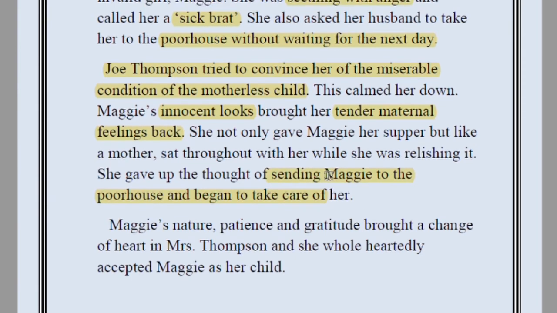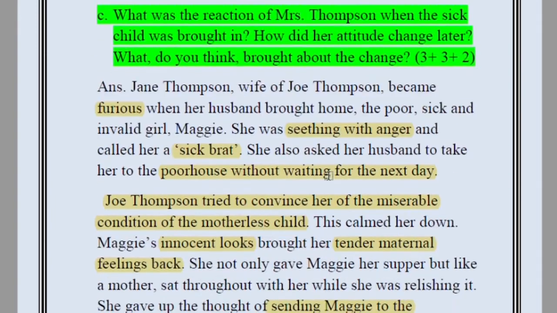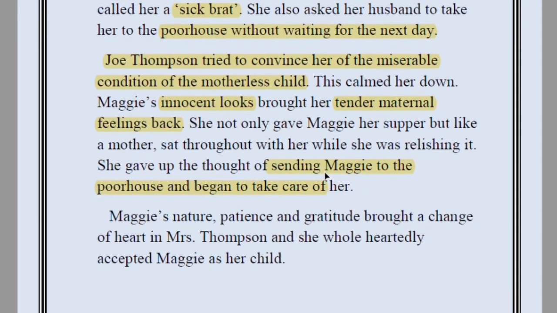Next, the third part of the question is, what do you think brought about this change? What was the thing which brought about this change in the woman? See, these are the three points: Maggie's nature, her patience, her gratitude. These were the three things that brought the change of heart in Mrs. Thompson, and she wholeheartedly accepted Maggie as her own child.